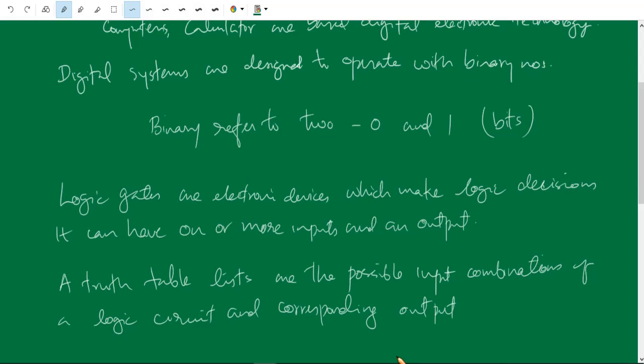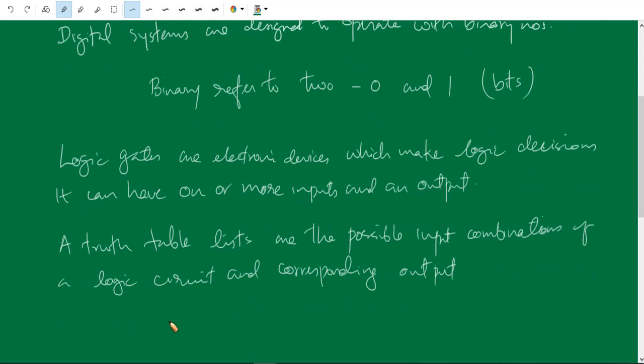The input and output can have either 0 or 1.